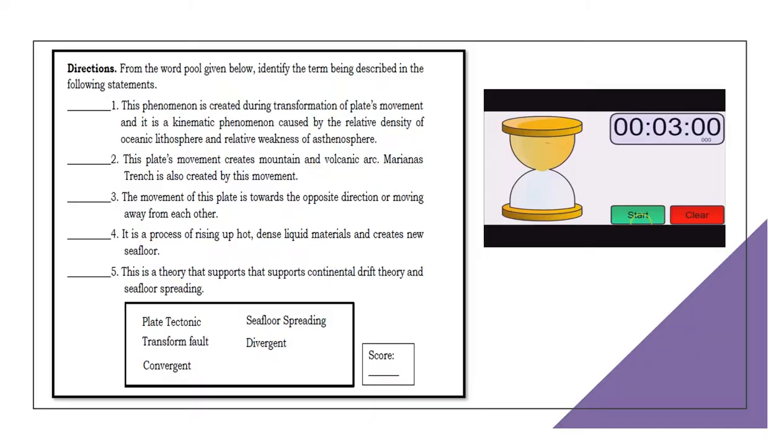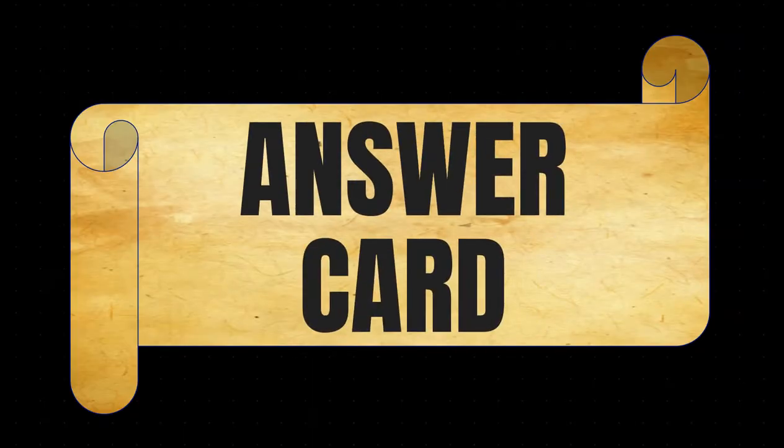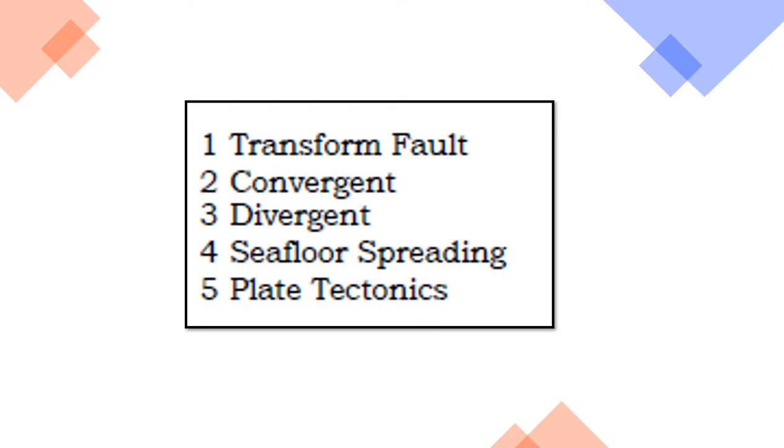Okay. And this is our answer card. Check your own paper. Transform fault, convergent, divergent, seafloor spreading, and plate tectonics. If you got 5, congratulations.